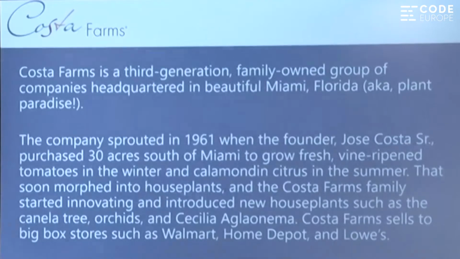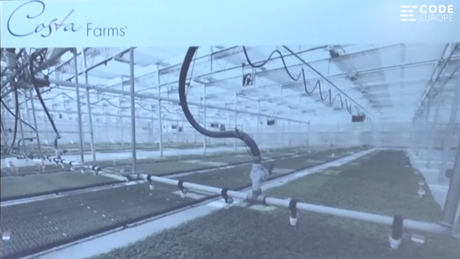So just to give you an example of the scale, that's just one of their nurseries. And the thing about Costa Farms, which is really cool, for a farming and this type of agriculture company, they're very technology forward. They use all Microsoft technologies. They're a C# shop.